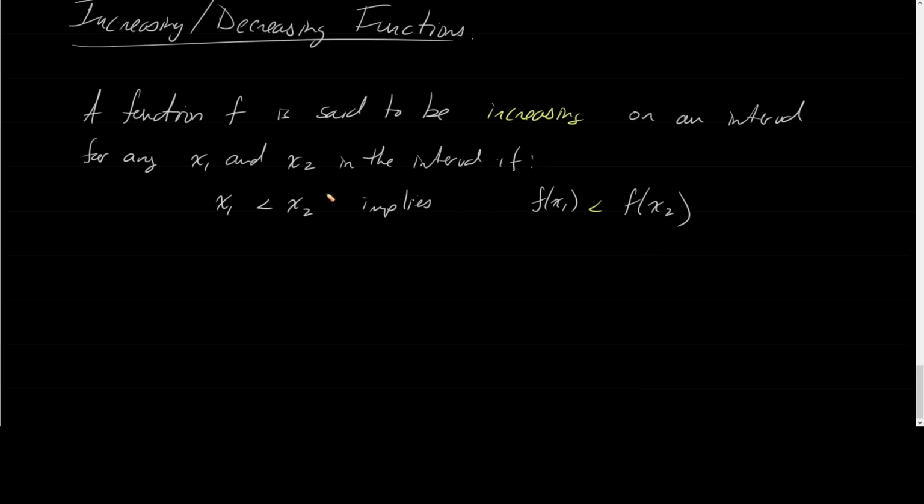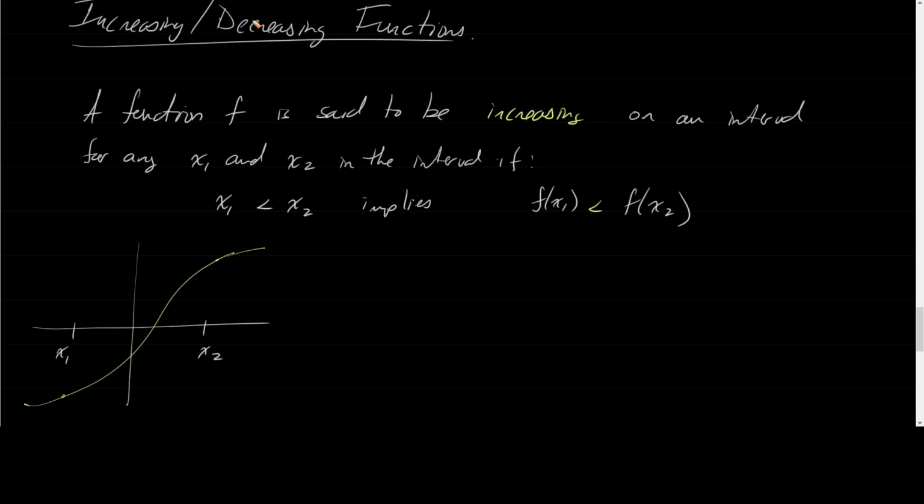So let's see what this means. All right. So if I've got x sub 1 is less than x sub 2, here's x sub 1, here's x sub 2. Now we're saying that the function is going to be increasing on this interval for any x sub 1 and x sub 2 in the interval. If these two being less than each other implies that the function itself is smaller at x sub 1 than it is at x sub 2. So something like this. All right. So throughout this interval, this is increasing.